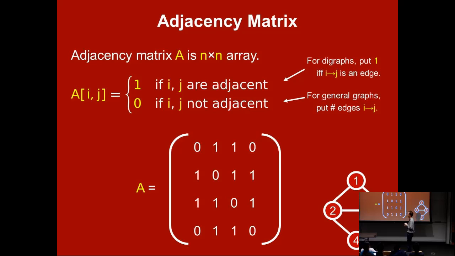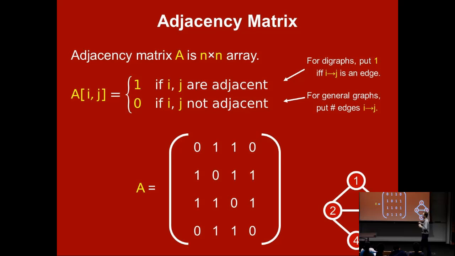So this graph looks like this. And for example, this row is the second row. So it's talking about vertex 2. This means that 2 is connected to 1. This means that 2 is not connected to 2. 2 is connected to 3. 2 is adjacent to 4.